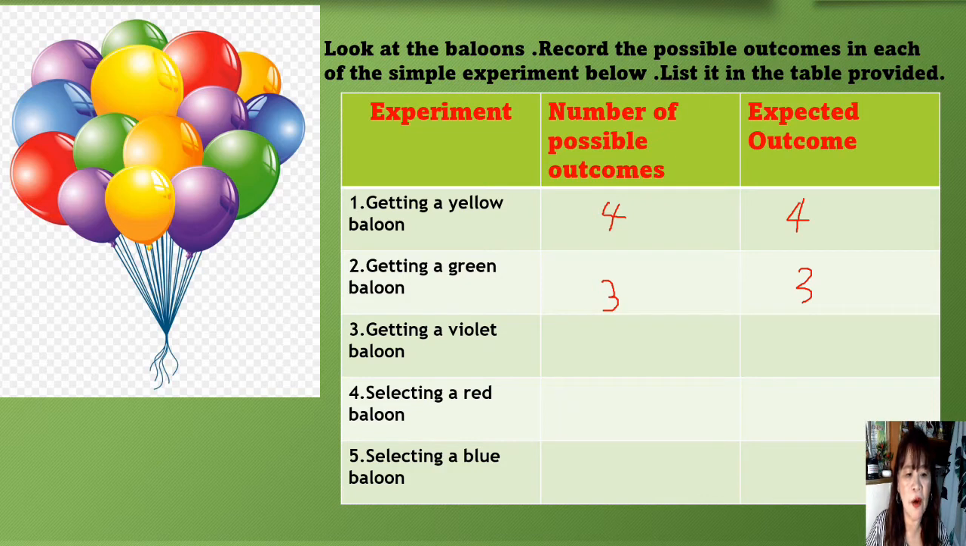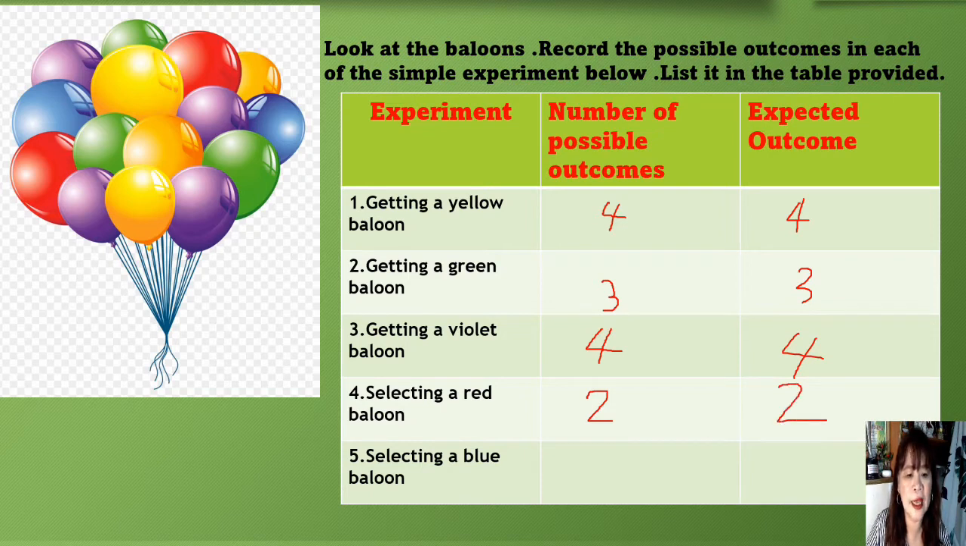And then getting a violet balloon. So how many violet are there? You have 1, 2, 3, 4. So there are 4 violet balloons, and that is the number of possible outcomes. You have 4, and then the expected outcome is also 4. Okay, next. How about the red balloons? So let us count. 1, 2. There are only 2 red balloons. So the possible outcomes is only 2, and then the expected one is 2 also.